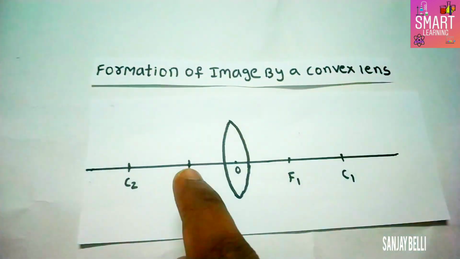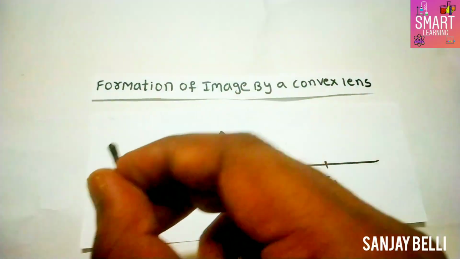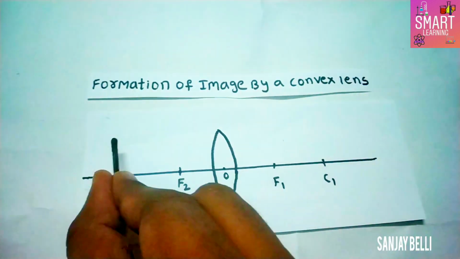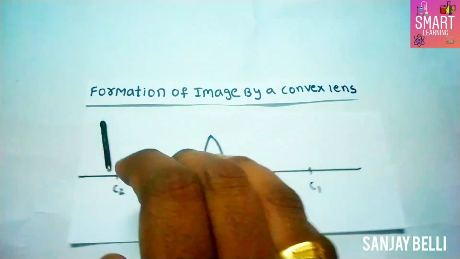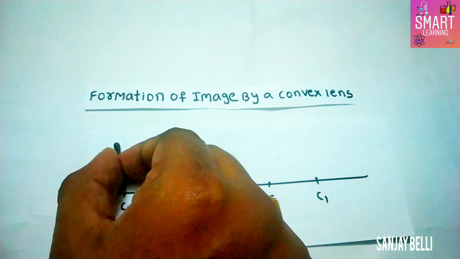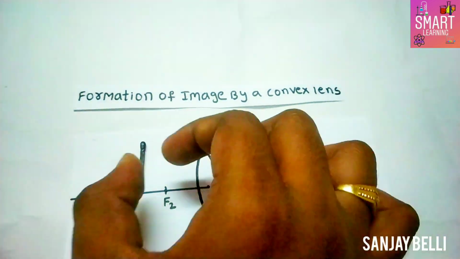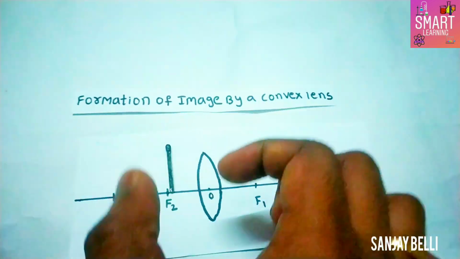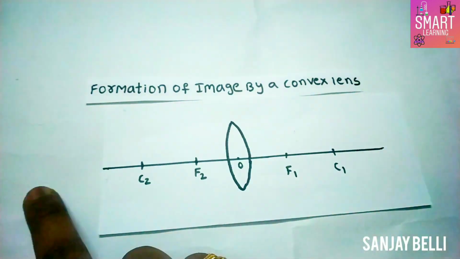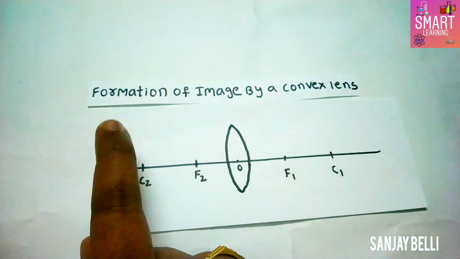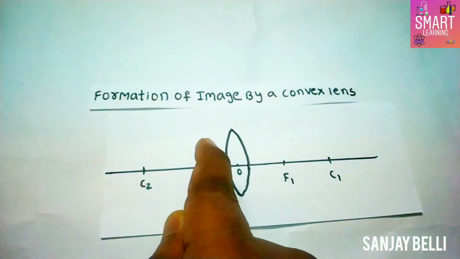Now, what are the possible cases where we can place an object? Similar to your concave mirror, you can place an object at infinity, beyond C. That means you can place an object beyond C, at C, between F and C, on F, and between O and F. These are the possible cases. That means at infinity, beyond C, on C, between F and C, on F, between O and F.